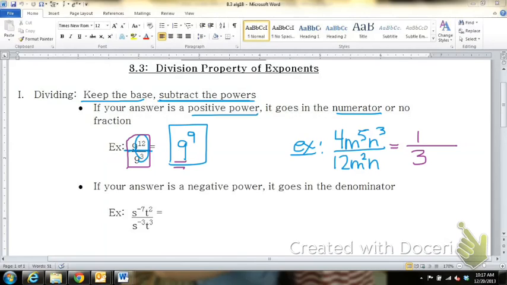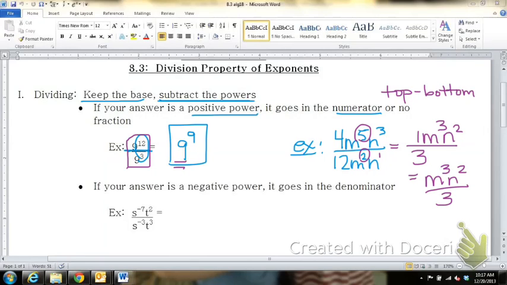Now I move on and I take each letter one step at a time. So m to the 5th and m squared, 5 minus 2, you always do top minus bottom power. So 5 minus 2 is 3, which is a positive, so I put it on top. And n to the 3rd, now remember this is really like an imaginary 1, so 3 minus 1 is 2, which is also positive, so I put it on the top. You could also just rewrite this answer as m to the 3rd n squared all over 3. You don't need that one.